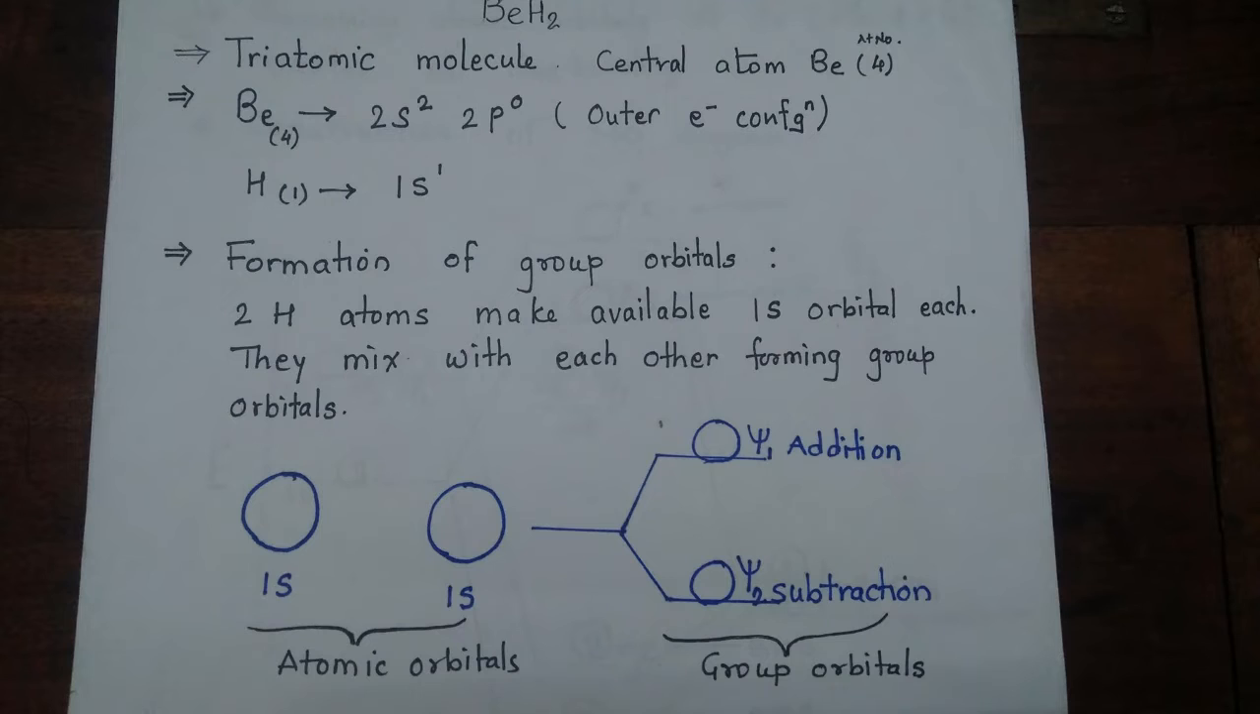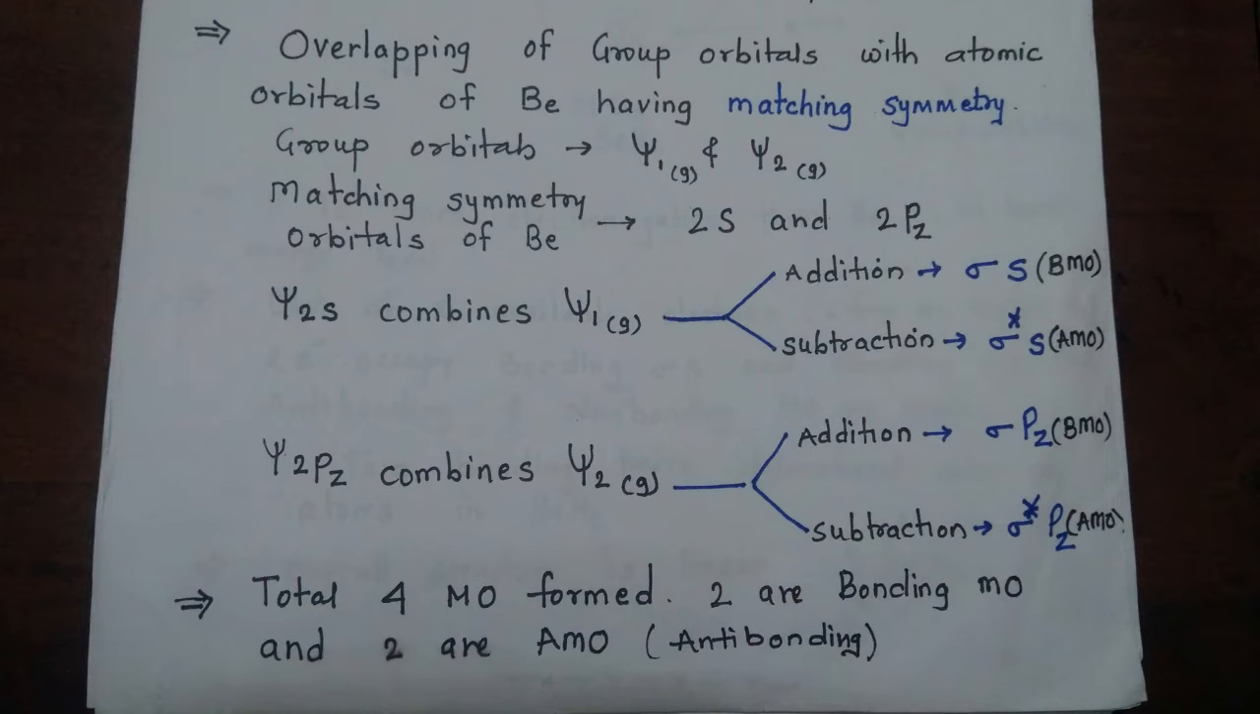There are two 1s orbitals available from the two hydrogens, which make available two group orbitals. One is formed by addition, the other by subtraction. Next step, these group orbitals overlap with matching symmetry beryllium atomic orbitals to form the corresponding molecular orbitals. So here we see the combination pattern, which is called symmetry adapted linear combination.